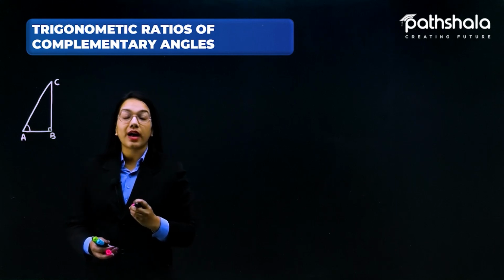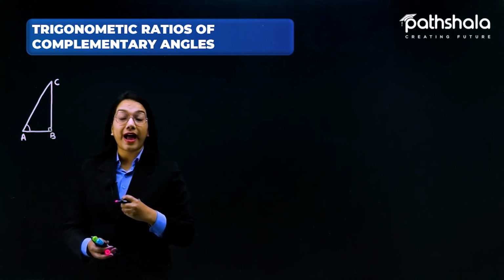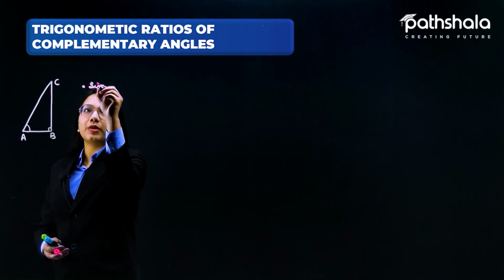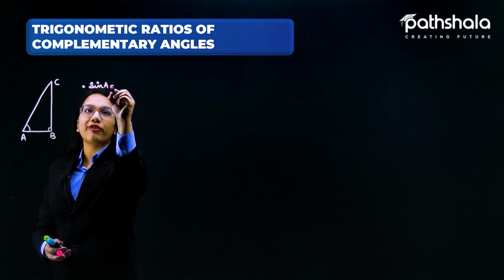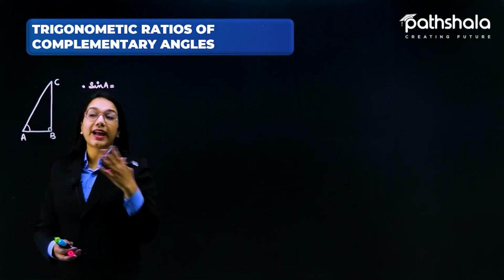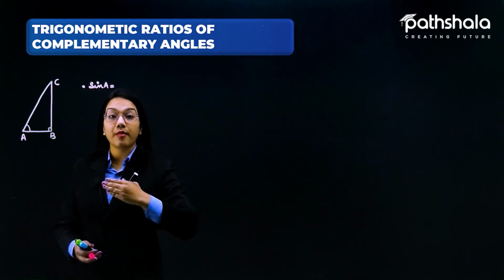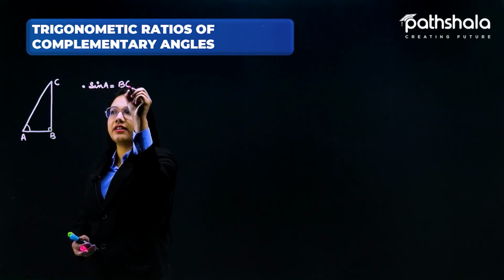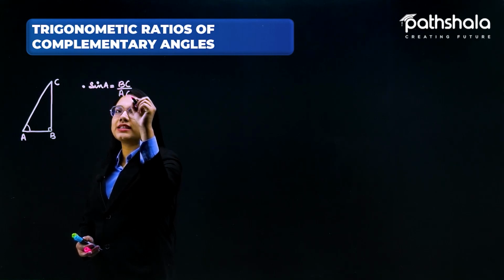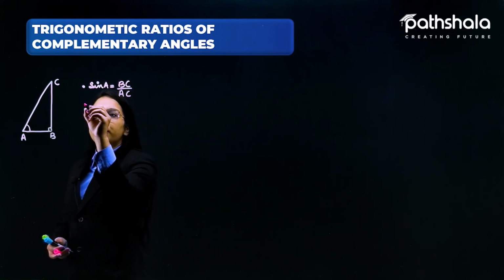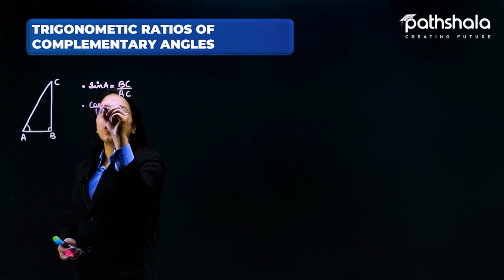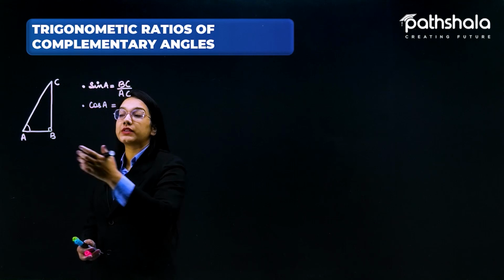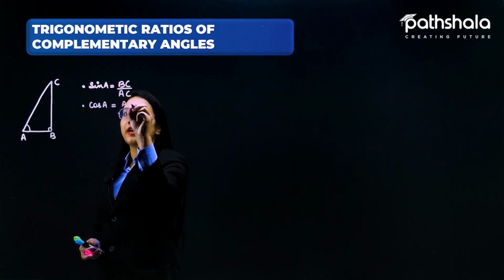The trigonometric ratios for angle A are as follows. Sine of A is the side opposite to the angle A divided by the hypotenuse, so sine A is BC divided by AC. Cos of A is the side adjacent to the angle A divided by the hypotenuse, which is AB divided by AC.